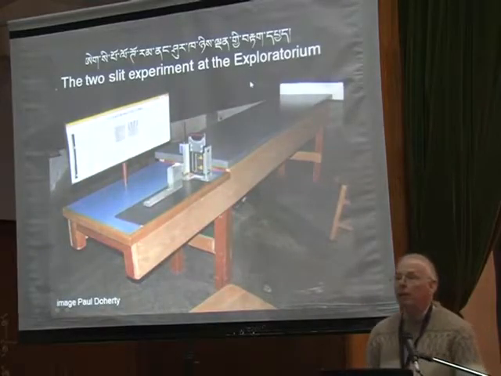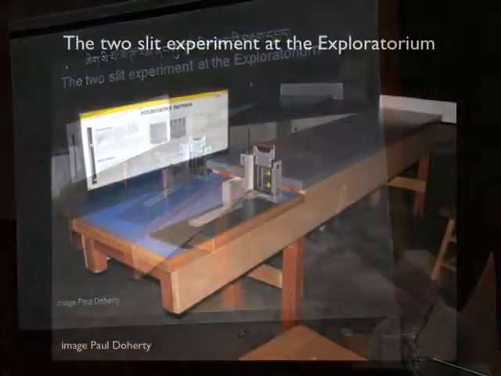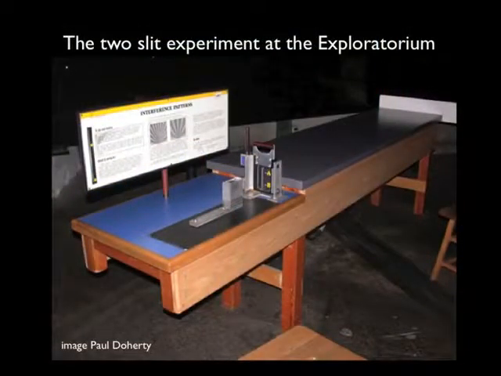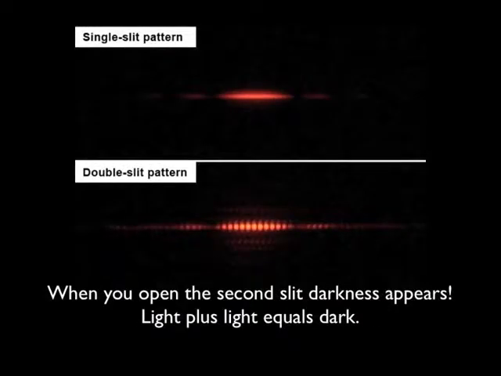Here's the 2-slit experiment at the museum I work at, the Exploratorium. It's not esoteric. You can do it. And what happens is, if you put a laser through a slit and have it pass through 2 slits, the light makes a pattern on the wall. And there's the pattern. The upper pattern is 1 slit. If you put light through a wall with 1 narrow slit in it, you get the upper pattern.